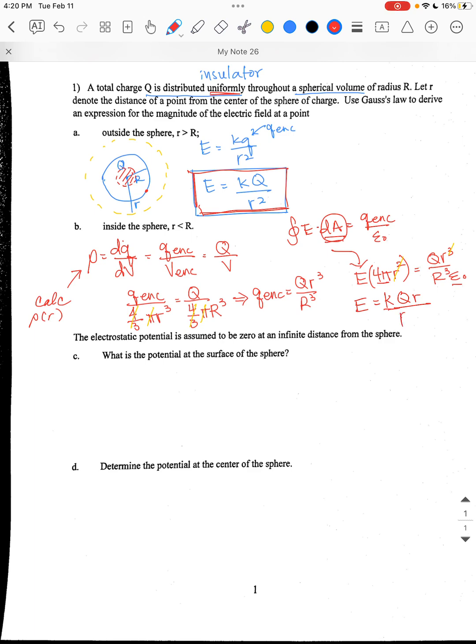And then I've got my R cubed in the denominator. So this is my electric field within the insulator, and this is my electric field outside. All right, next step is to find the potential.